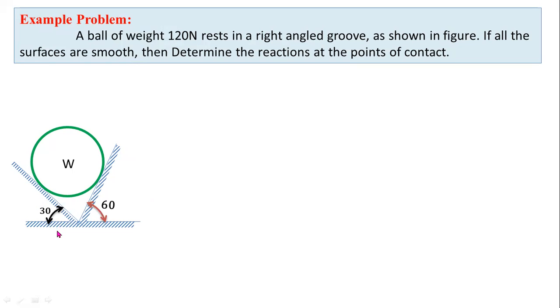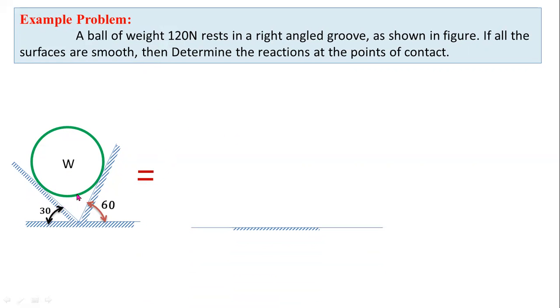For smooth surfaces, don't consider friction. For smooth surfaces, you have to consider coefficient of friction mu equal to 0. That means frictional force F equal to mu R equal to 0. So for smooth surfaces, there is no friction between the contact surfaces. Now here there are two contact points, this one and this one, so you have to consider two reaction forces. W is the self weight of this ball, W equal to 120 newtons.